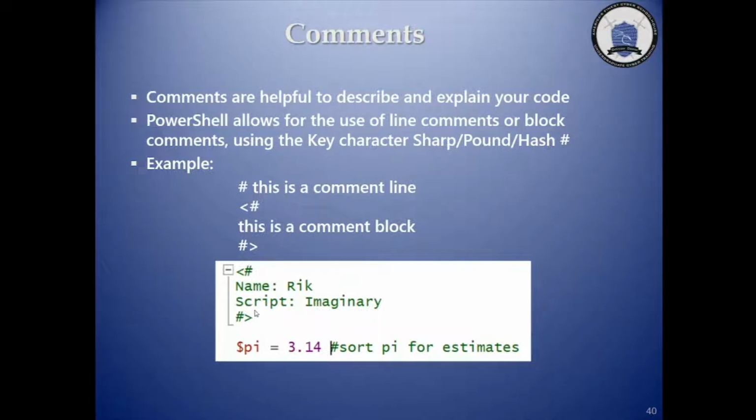As you can see here, there's an example. We've got a comment block at the top, which is going to comment out anything you put in between the pound signs with the greater than and less than signs. And then down here, you've got just a comment line. So you've just got the pound sign, and then anything on that single line will be commented out after that.